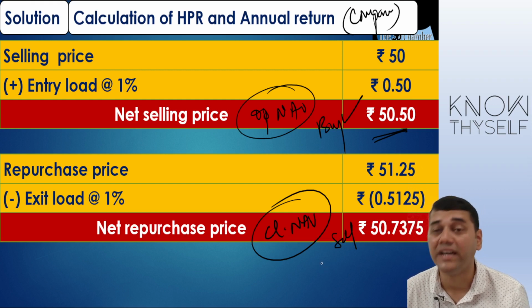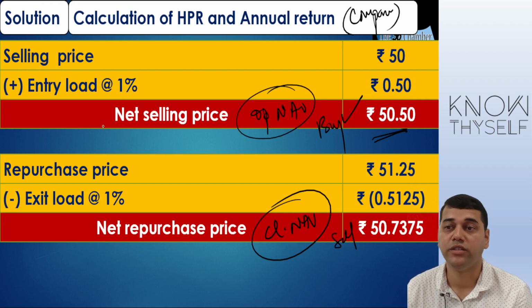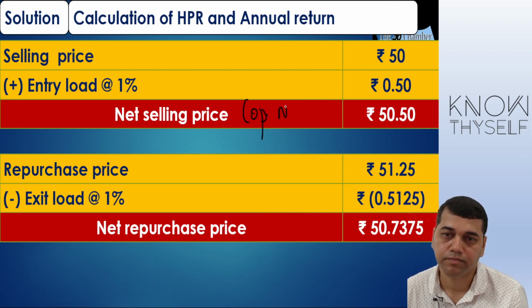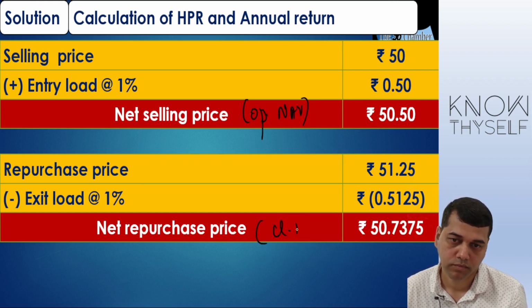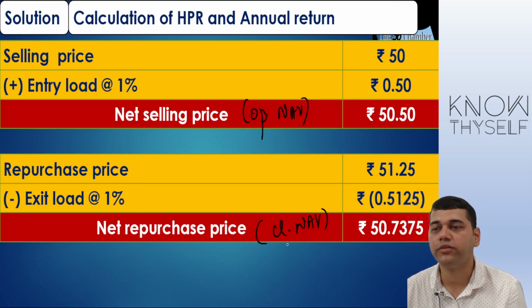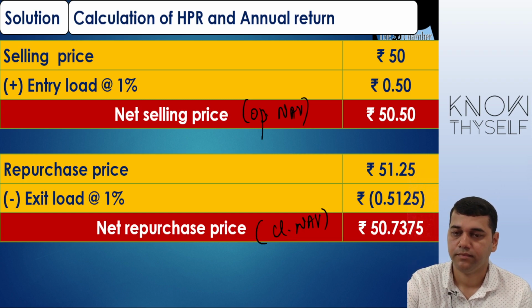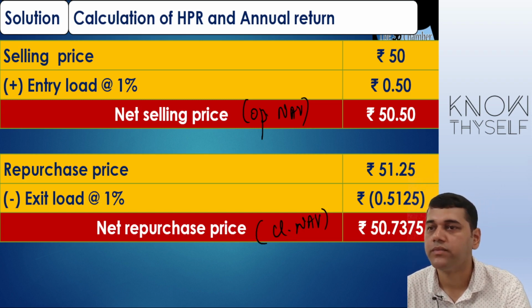Because in the study material, you will find this type of terminology, selling price, repurchase price. In the bracket, you can write opening NAV, so that it is easy for you to remember. Because if you talk about selling and repurchase, it becomes confusing. Correct? Done? I can proceed further.